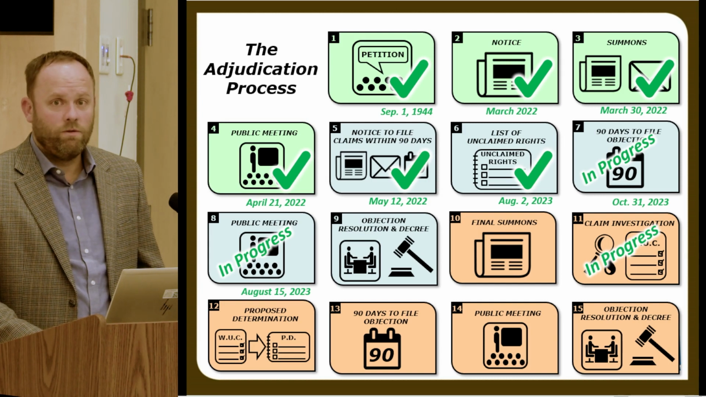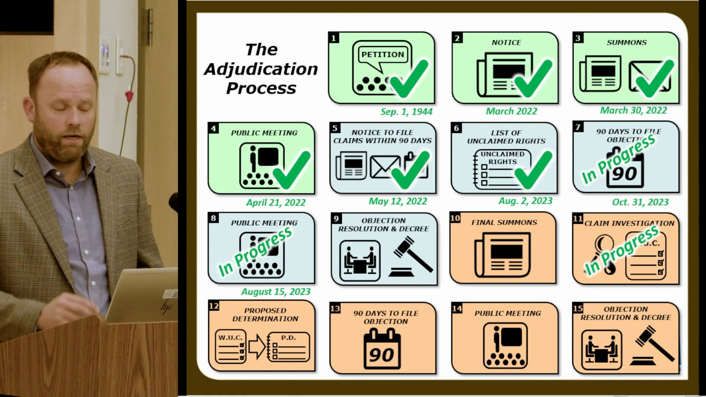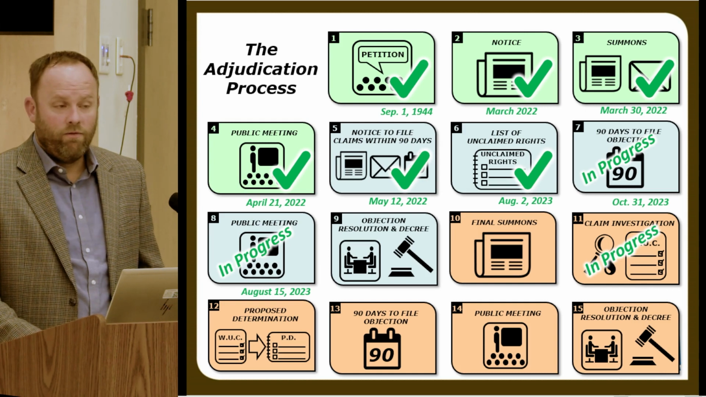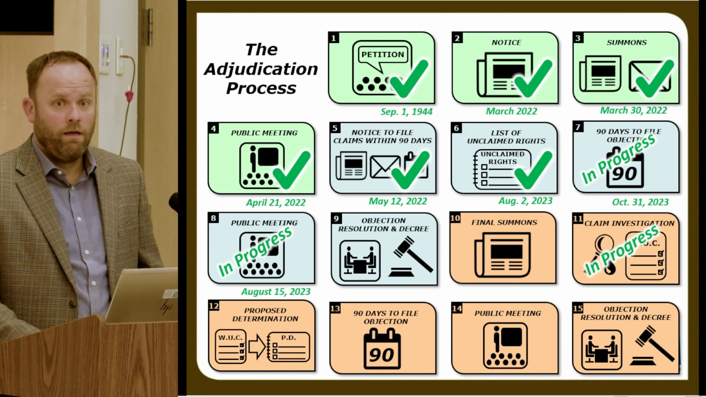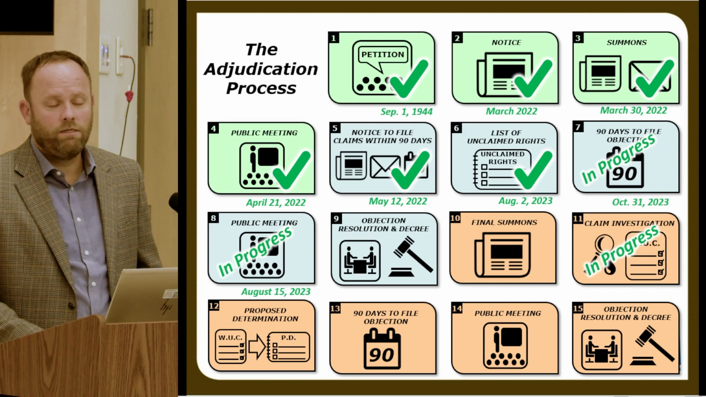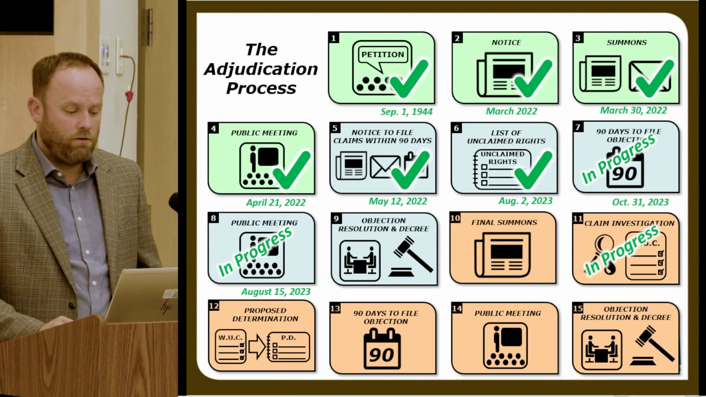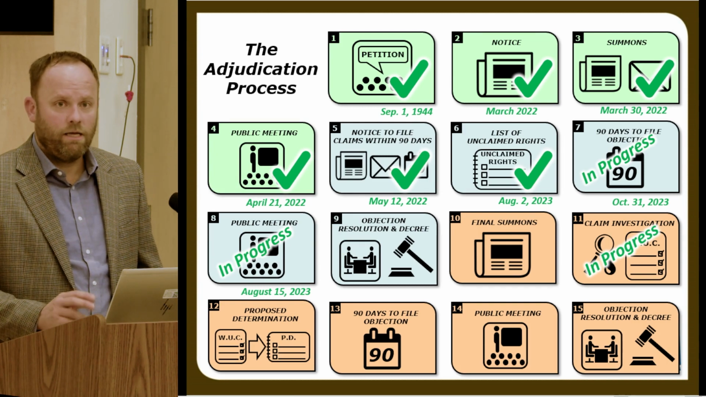That list of unclaimed rights was published with the district court on August 2nd, and that started a 90-day period where water users can object. That's running as we speak right now, and here we are right now in the public meeting, so that's in progress. We've also begun working in this area. We're evaluating all of the claims that we have received and processing those and working our way towards a proposed determination. That's where we are at this point.